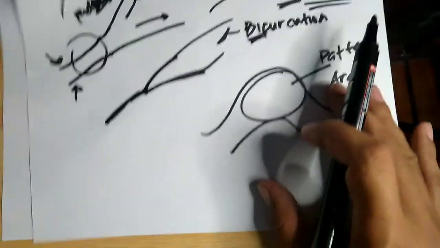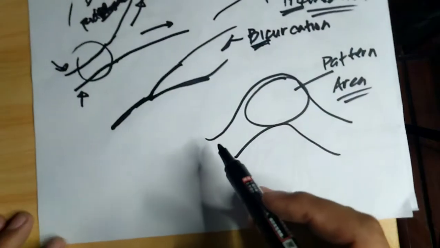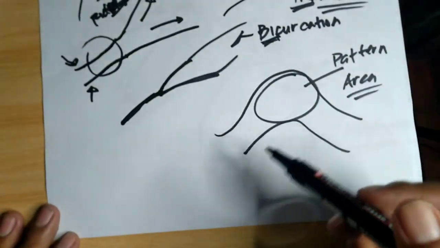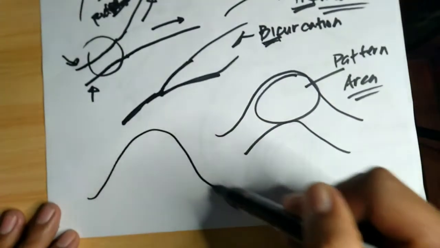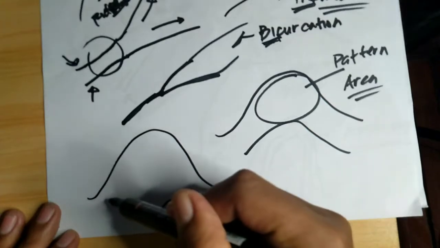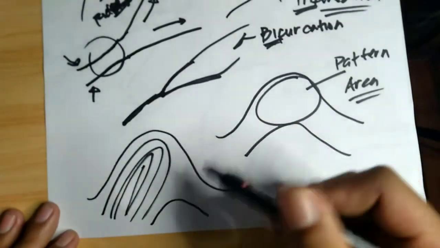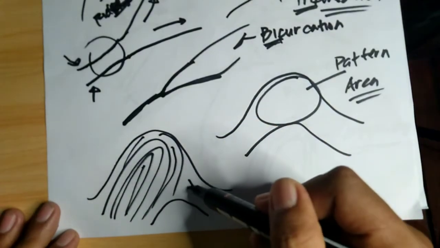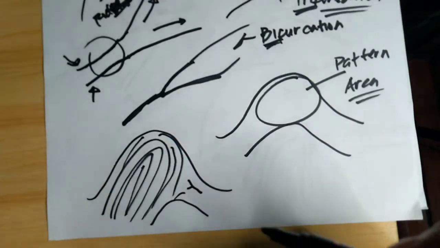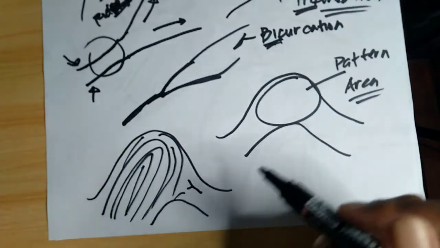Okay? Lastly, we're going to talk about core. So, core and delta is very important for ridge tracing and ridge counting, which later on mapag-uusapan natin. So, ano yung core, ano yung delta? So, for example, we're going to draw this. This is, for example, a loop. Yan, loop sana yan. Okay? Ngayon, there are several rules that we need to be reminded of with regards to the identification of core and identification of loop.